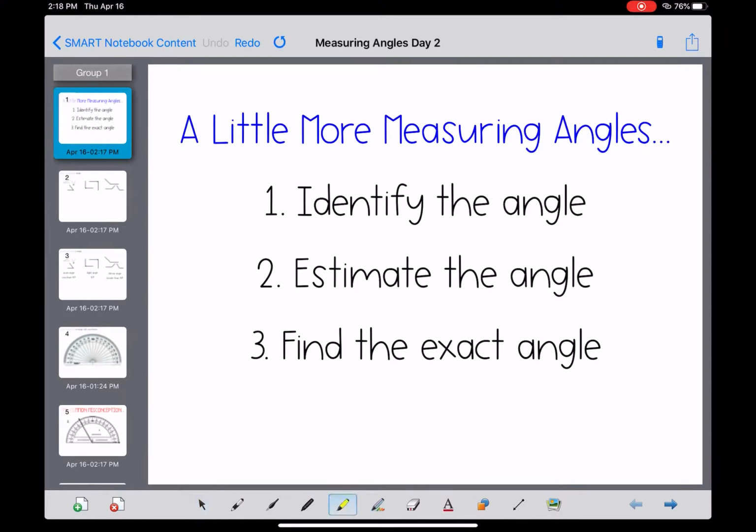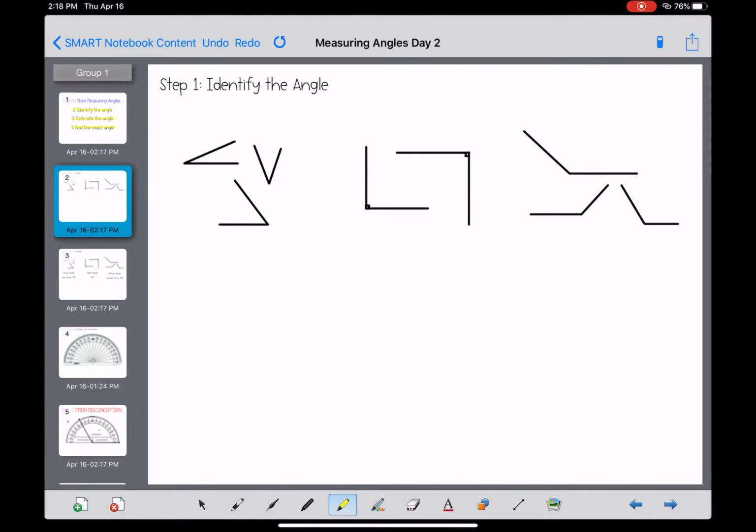The first step is identify the angle, which we have done before, so that should be a review. The next 2 steps will be a little bit new. Maybe you remember these, but first we're going to estimate the angle, and then we will find the exact angle. And we're going to get started right now. So first of all, identifying the angle.